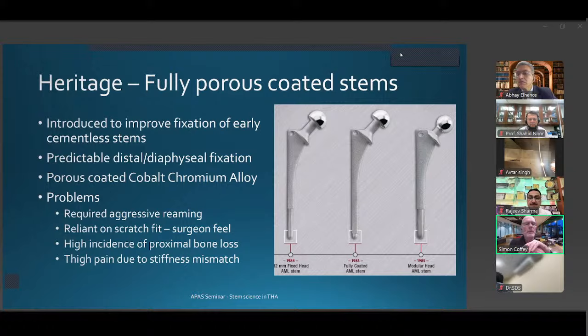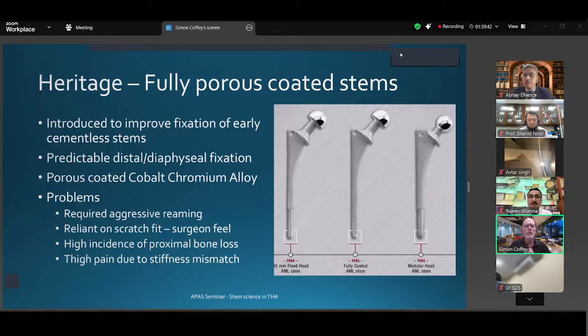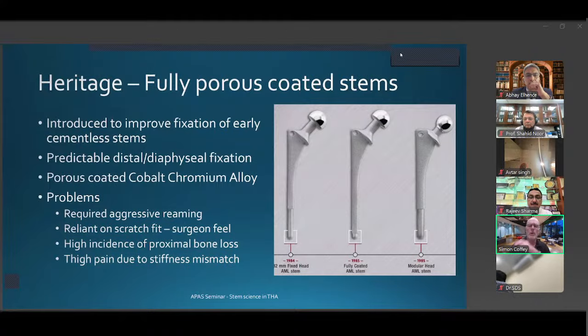Whilst it worked in many cases, the problems are that it sometimes required aggressive reaming. It was very much reliant on scratch fit, and scratch fit is really a surgeon feel. So it's a complex blend of surgeon feel and patient bone quality. And even if you could get good fixation, there was an incidence of proximal bone loss and stress shielding, and plenty of patients would develop thigh pain, which was thought to be due to a stiffness mismatch. But it may in fact have been a windscreen wiper effect of distal fixation with no proximal fixation.